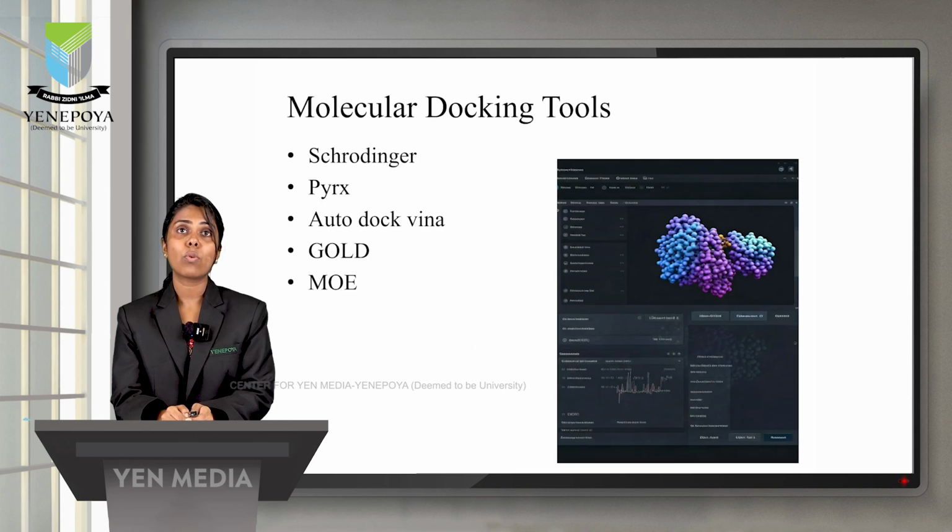So, the molecular docking tools are Schrodinger, PyRx, AutoDock Vina, GOLD, and MOE. If we consider Schrodinger, it offers many software packages for pharmaceutical applications. Maestro is a control panel. It accesses all the tools which are helpful for studying molecules. Maestro software is used to predict molecular docking, Desmond is used to study molecular dynamics simulation, Prime is used to study homology modeling, and QikProp is used to study the pharmacokinetics of the ligand.